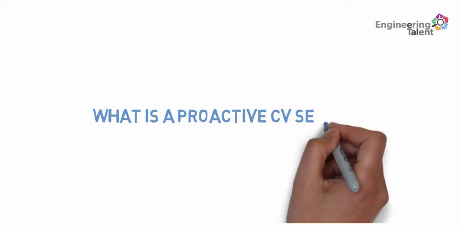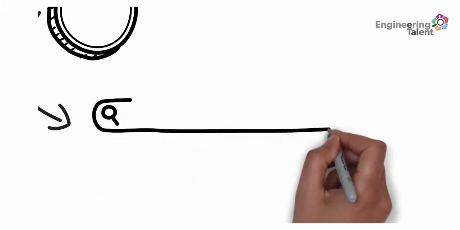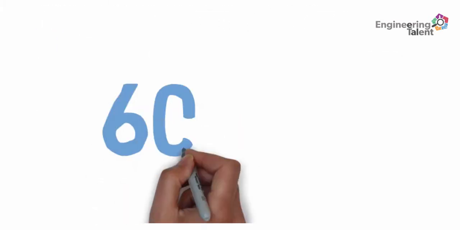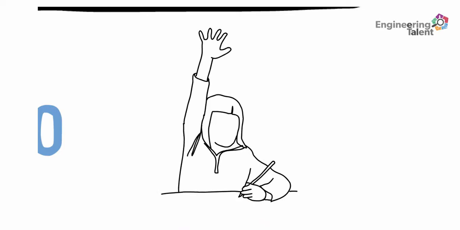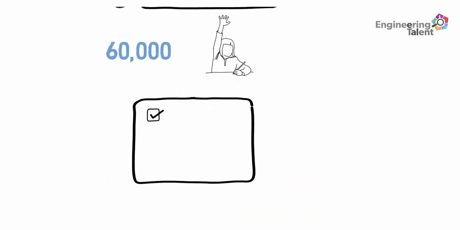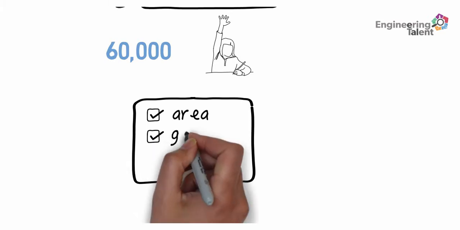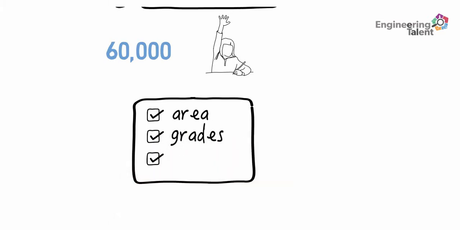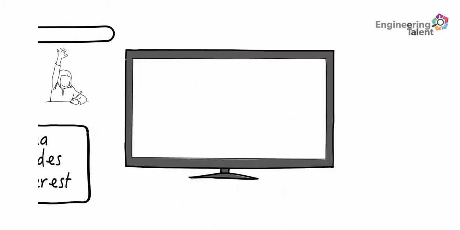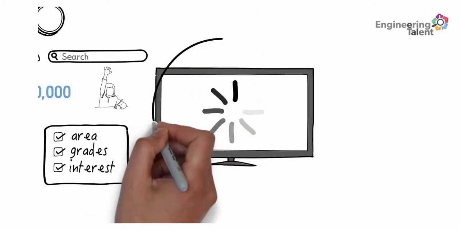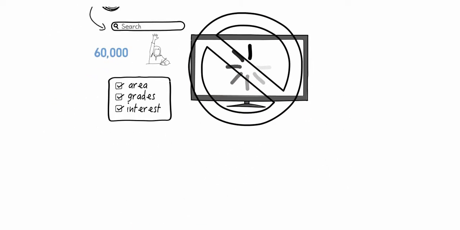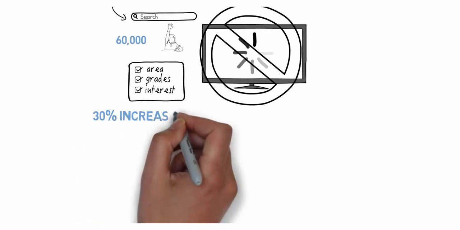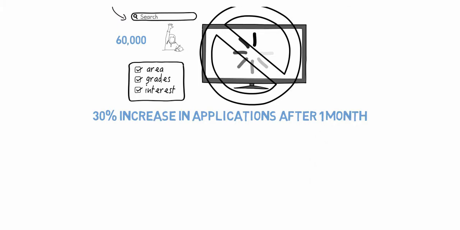But what exactly is a proactive CV search? By redeeming 1 credit and adding this CV search, you can start searching for talent straight away. As soon as your vacancy is live, you can access a database of over 60,000 active and engaged learners and shortlist those who are suitable based on their area, grades, interest and more. This way, you don't need to wait for applications to come in like other recruiters, but you can take control and start proactively recruiting the smart way. Recruiters who use this proactive search see a 30% increase to their fill rates after just 1 month.